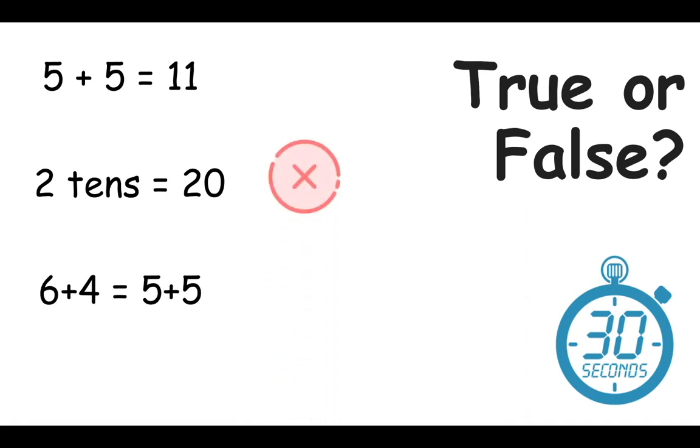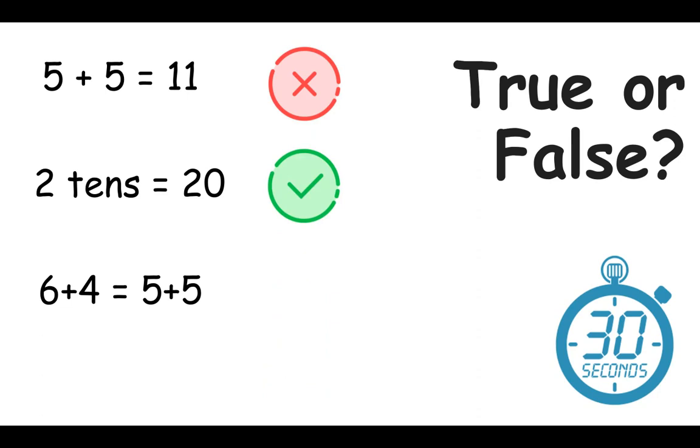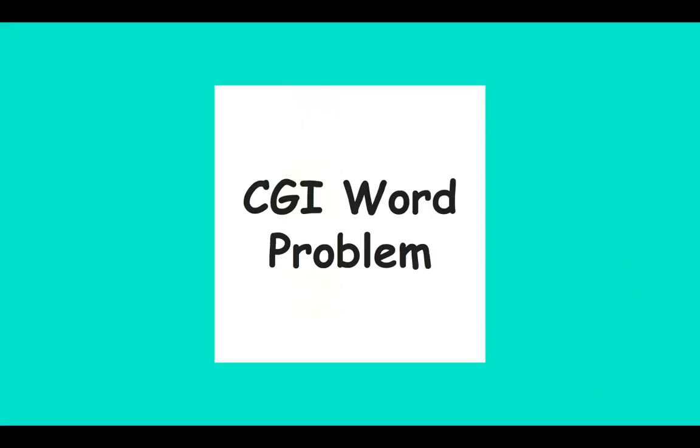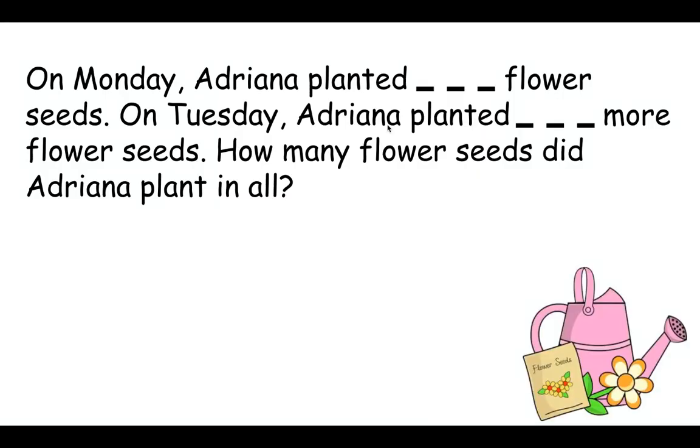So we have 5 plus 5 equals 11. That's false. 2 tens is the same as 20. That's true. And 6 plus 4 is the same as 5 plus 5. That is also true. You guys did such a great job with this warm-up. Now let's go into our CGI word problem. I left the numbers out of this problem. Now listen as I read it to you.